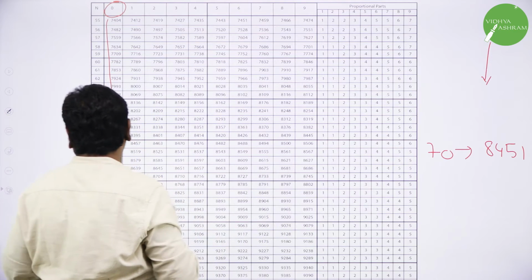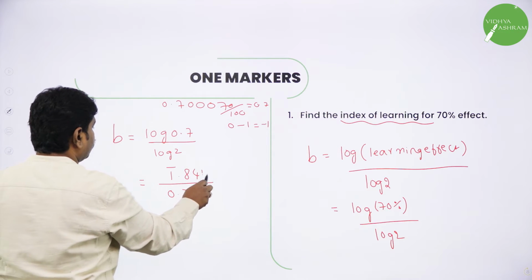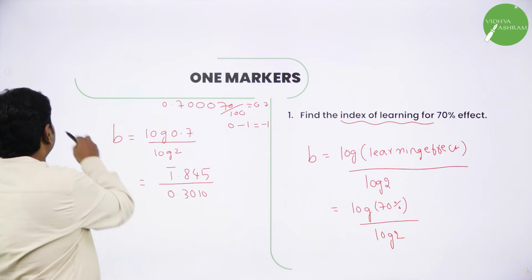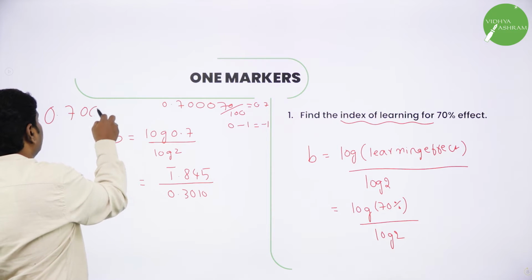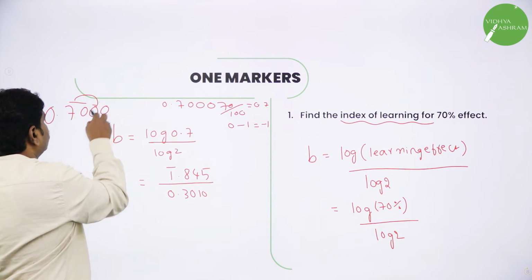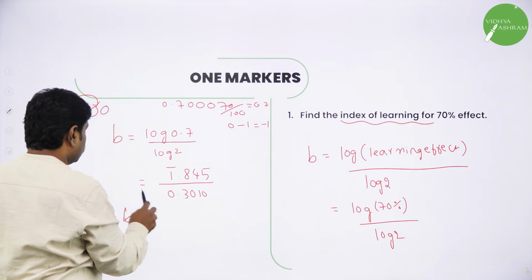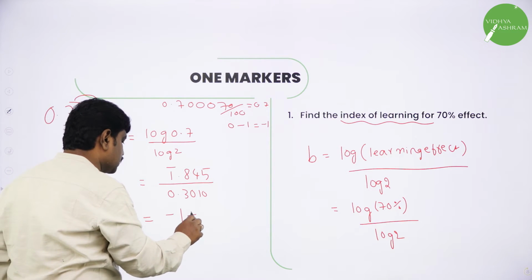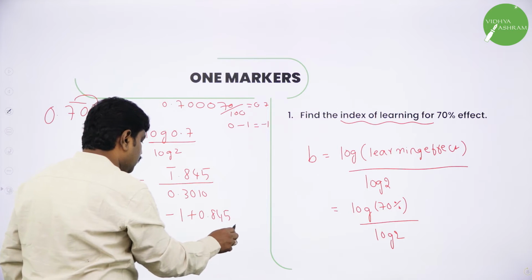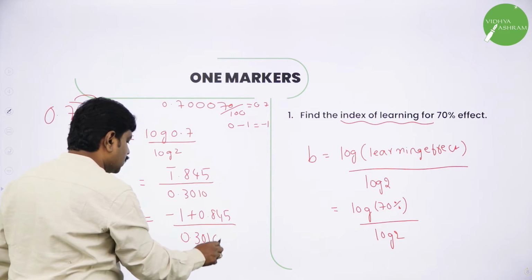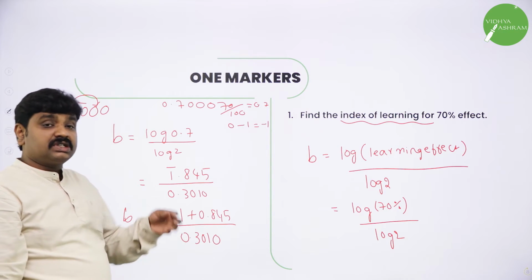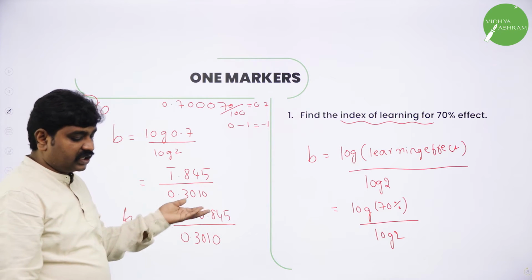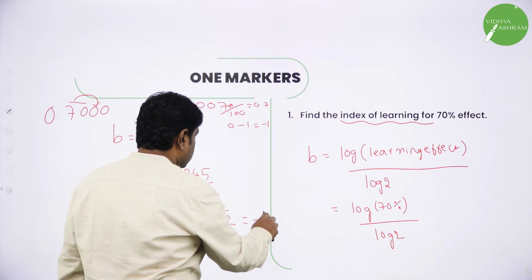So now I have to place that number, 8451. From where did we get this 8451? 70 under 0; 0.7 can be written as 0.7000. Then B is equal to bar 1 point 845, where bar 1 means minus 1 plus 0.845, divided by 0.3010. Dear students, no need to worry about these numbers since you are allowed to use a calculator. Use a simple calculator and calculate this. Finally you will get the value as minus 0.